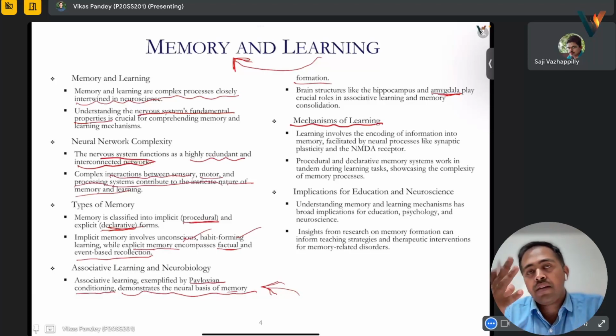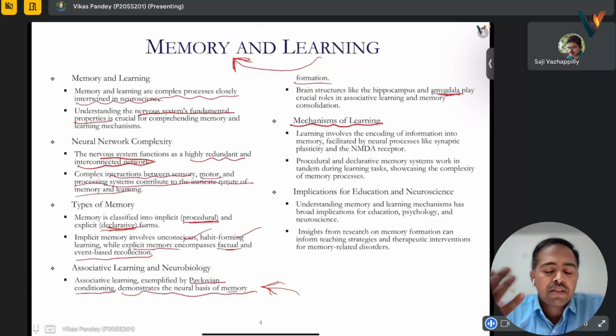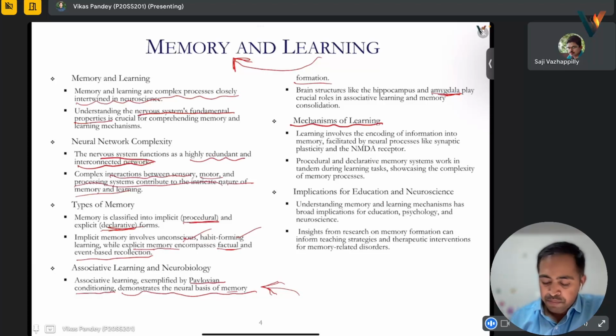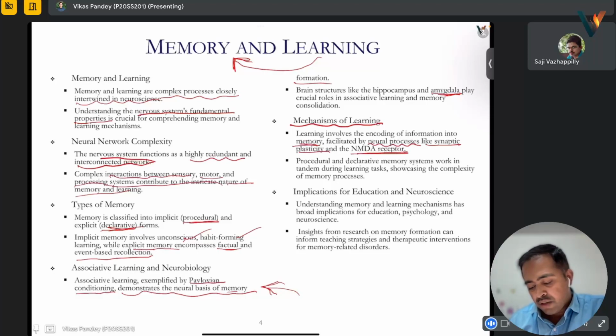So we are seeing, we are sensing things. We have our sense organs that include visual, auditory, olfactory, and the skin, everything. From this, we are getting some information, and that we are, in a sense, encoding into the memory. And this is facilitated by neural mechanisms like synaptic plasticity and the NMDA receptor. Okay. So these play a role in the mechanism of learning.